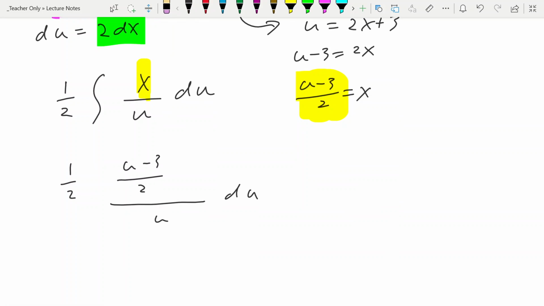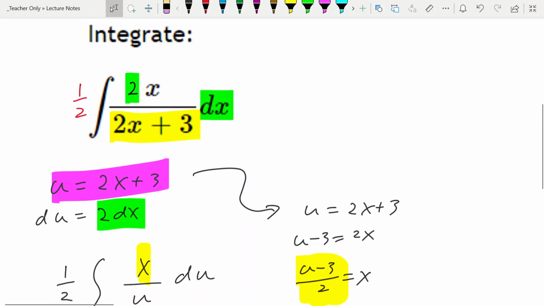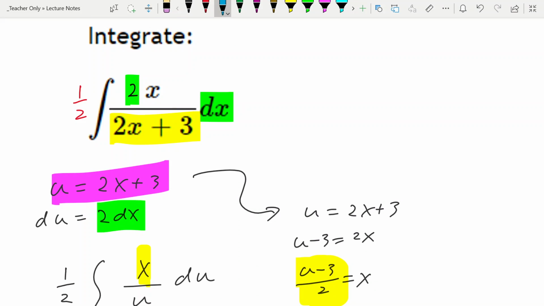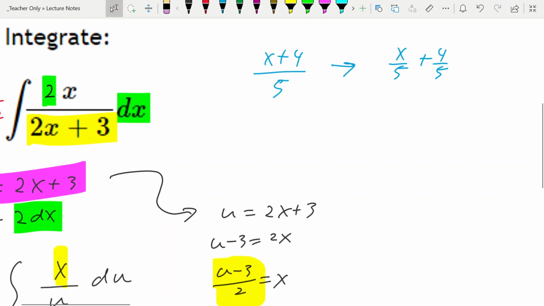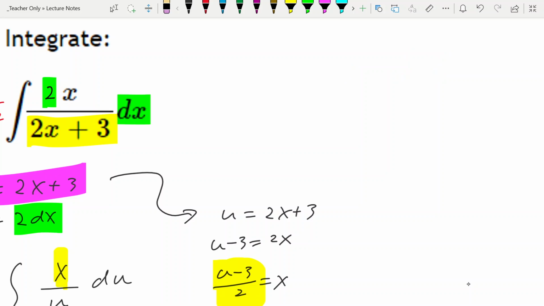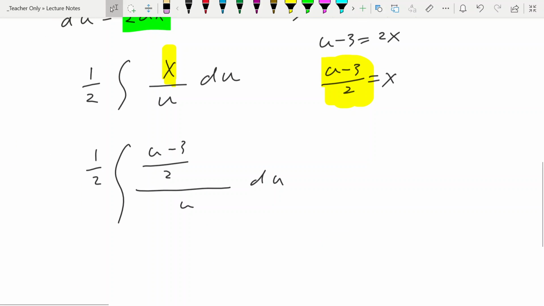Now, this is useful because before I had a binomial in the denominator and a monomial in the numerator, and we can't split that up easily. But if I have a binomial in the numerator, so maybe if I had something like x plus 4 over 5, and a monomial in the denominator, we can rewrite that as two separate fractions. I can say this is x over 5 plus 4 over 5. I just made that up, but because I did that, this u substitution gave me that same idea.